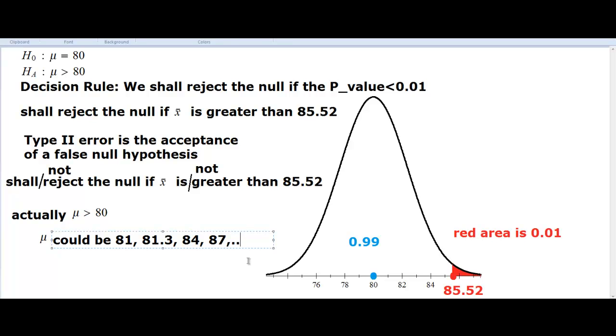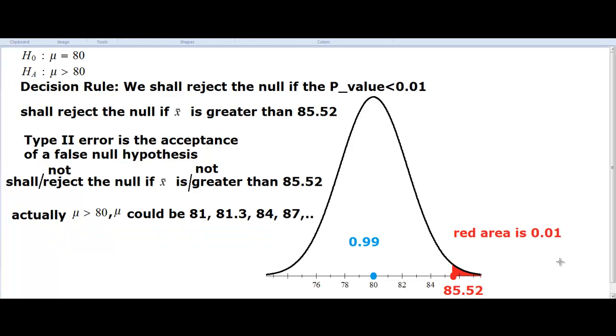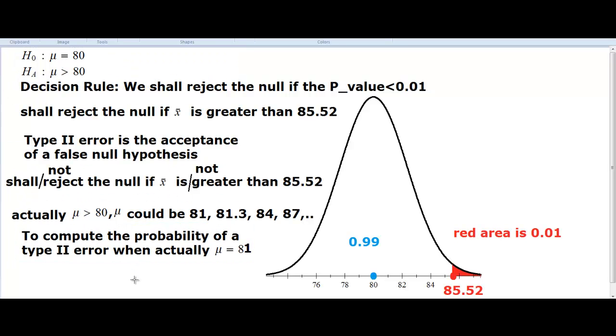So let's go towards that calculation. Let's, for example, compute the probability of a type 2 error when in fact mu is actually how much? 81. So that means we are going to compute the probability that we shall get a sample mean of less than 85.52, when actually mu is 81. So how do we do that?